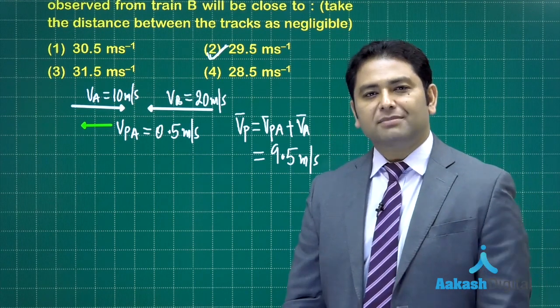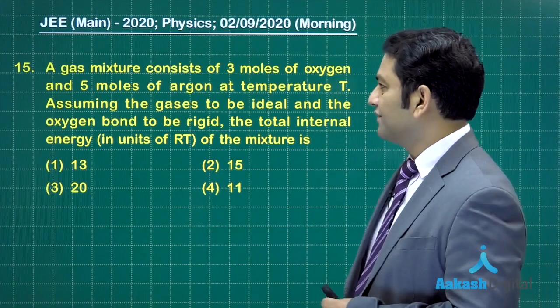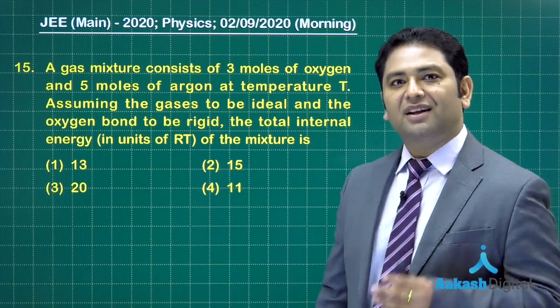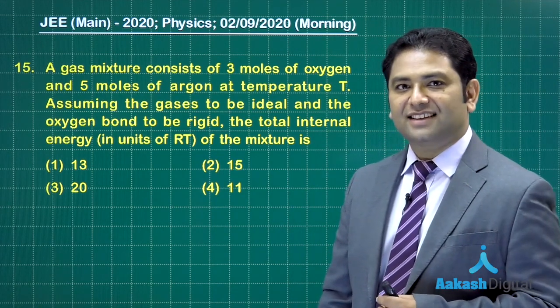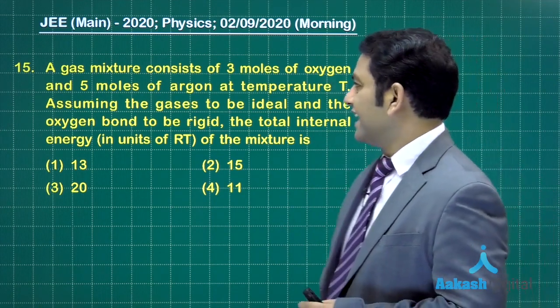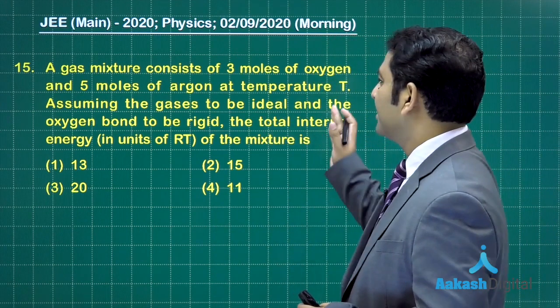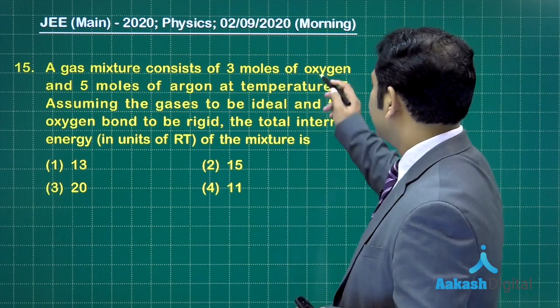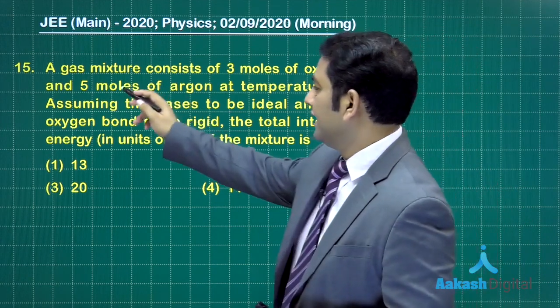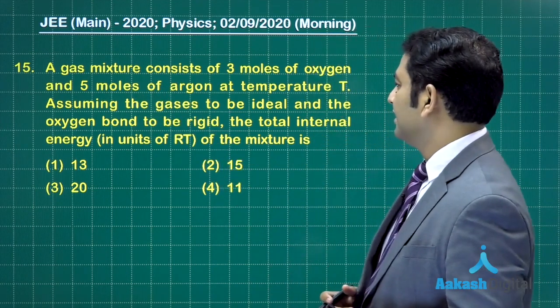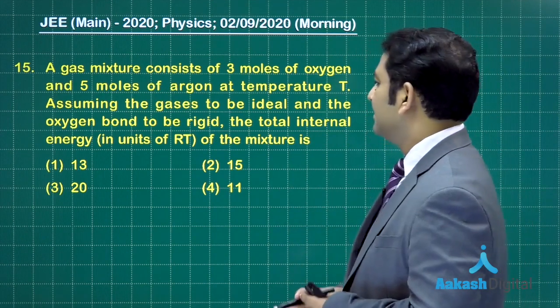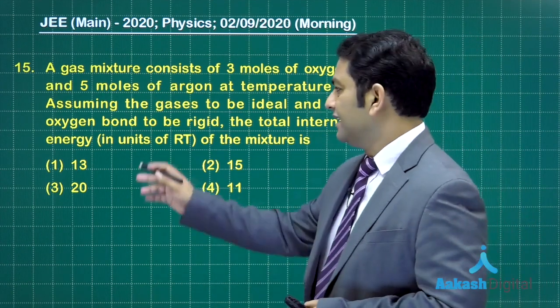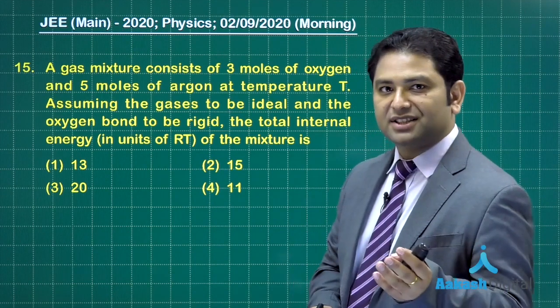Let's move to question number 15. Question number 15 has been derived from kinetic theory of gas. And let's say there is a gaseous mixture consisting of 3 moles of oxygen and 5 moles of argon. Now this is diatomic and this is monoatomic. We need to calculate the total internal energy in units of RT of the mixture.